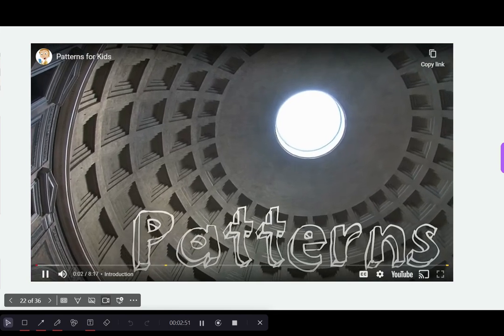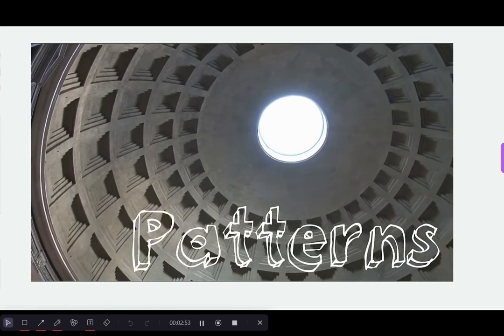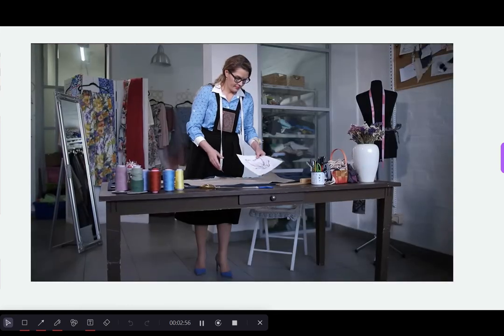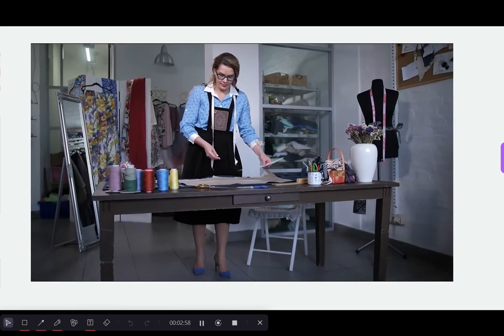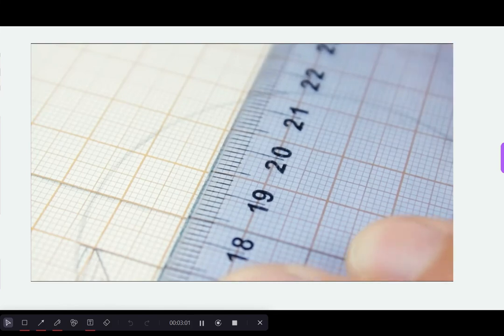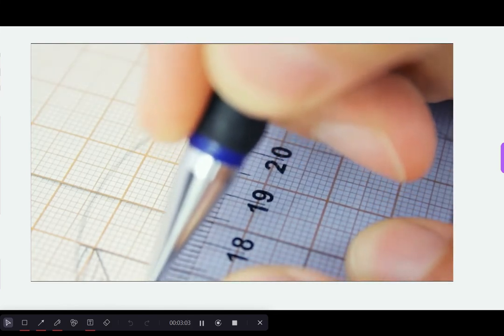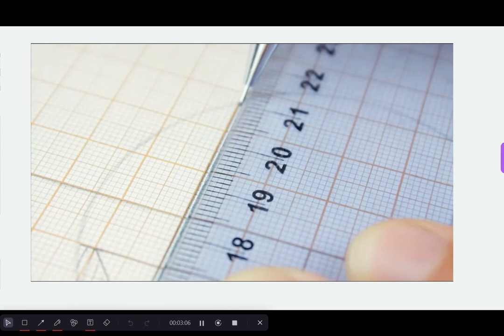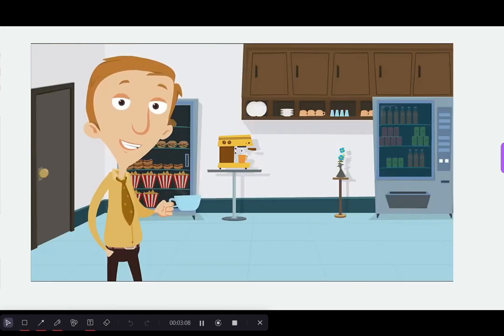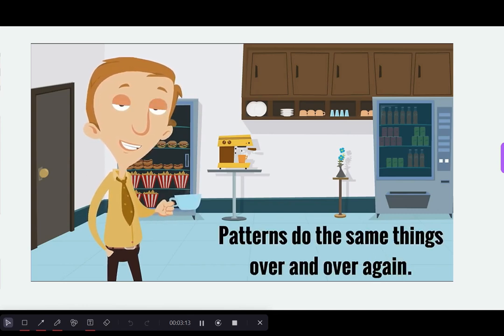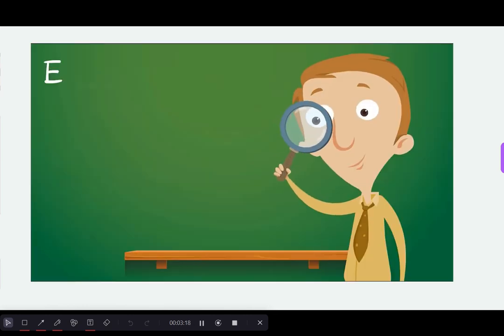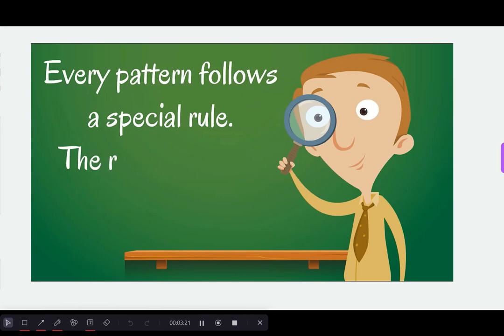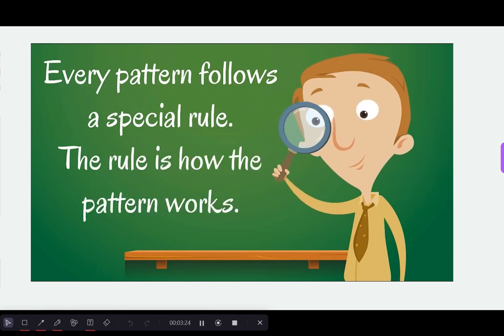Patterns. They are all around us. You can see patterns in buildings, patterns are used in clothing and design, and patterns are everywhere in math. Just look at the numbers on this ruler, the lines on this ruler, the lines on the paper. You might be wondering, what do patterns do? Well, patterns do the same things over and over again. Patterns repeat. Now this is super cool. Every pattern follows a special rule. The rule is how the pattern works. We'll give you an example.